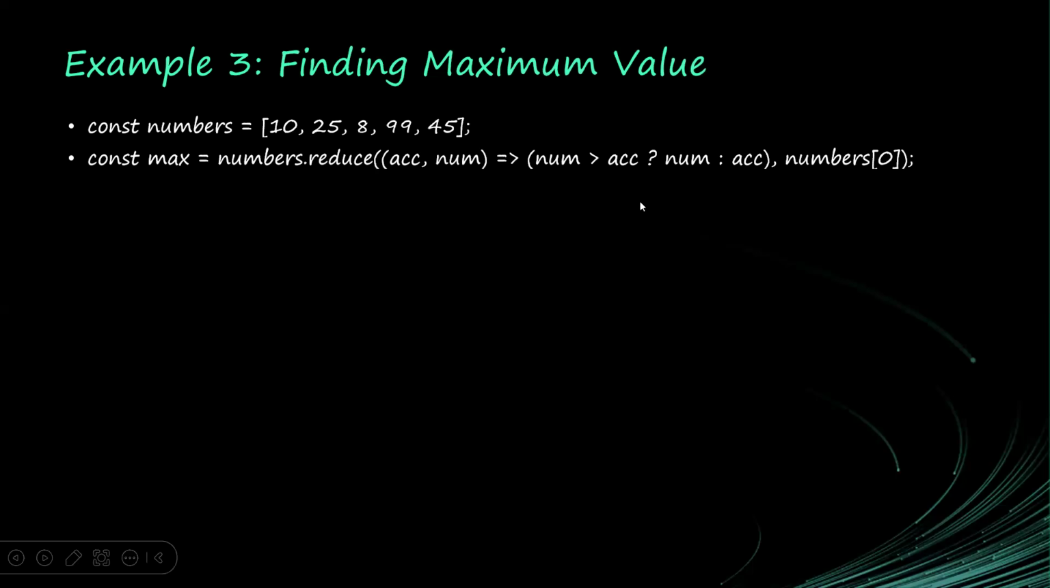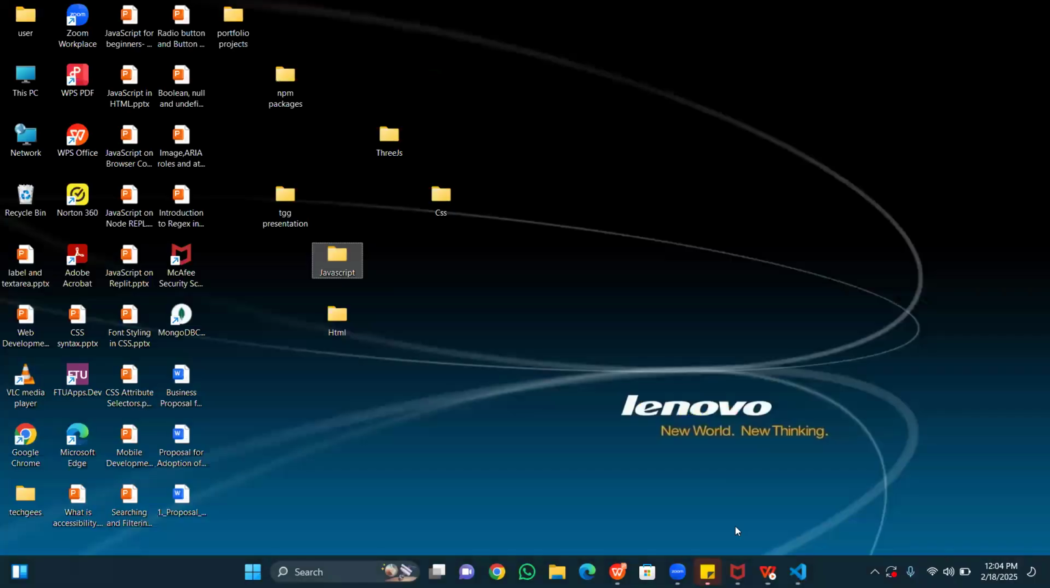We want to find the maximum value. We have our array, and we have our accumulator, and we say that the initial value is going to be the first element in that array. Then our logic is, if num is greater than accumulator, that means if the current number being iterated is greater than what is in our accumulator, okay, let me go to code so that I can explain it better.